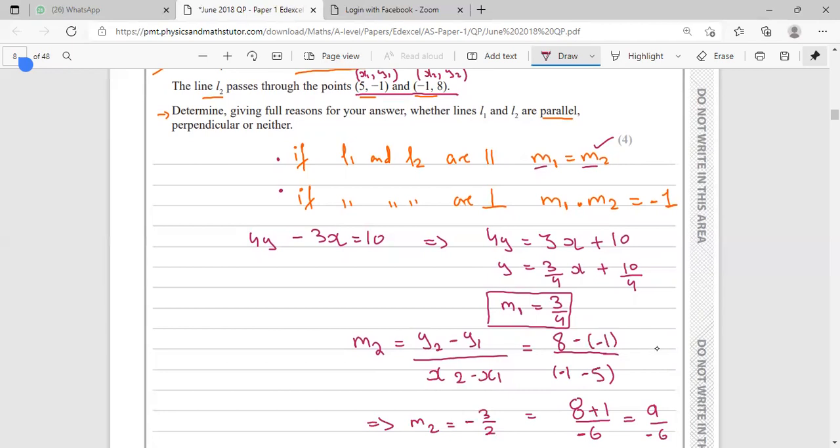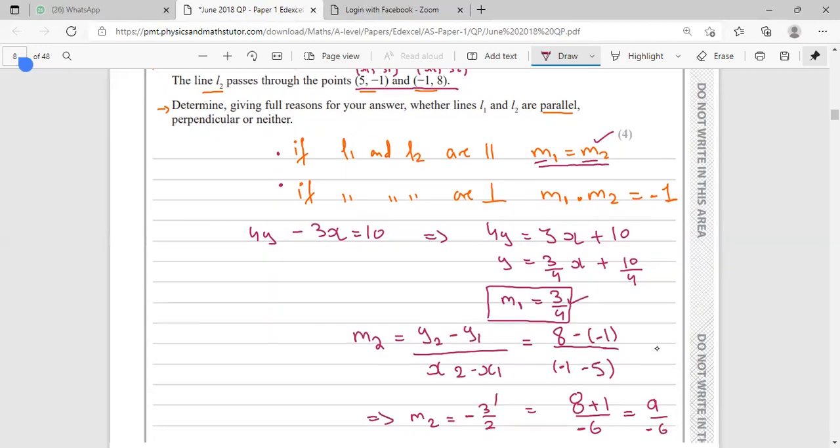Okay, now we need to check this. Is M1 equal to M2? No. M1 is 3 by 4, M2 is minus 3 by 2. They are not equal. So these lines are not parallel. And is their product equal to minus 1? No, it is not, right? 3 by 4 into minus 3 by 2 is minus 9 by 8, which is not equal to minus 1. So this implies that neither these lines are parallel nor perpendicular. Okay.